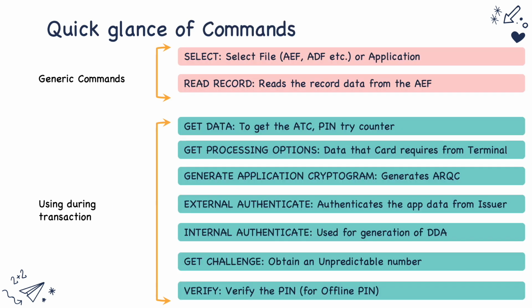Now let's look at the commands that are used in an EMV transaction flow. I have split the commands into three categories. The first one is generic commands, which are used to select a particular application and read the data. That's the select and the read record command. The second one is the commands that get used during a transaction: get data, get processing options, generate application cryptogram, external and internal authenticate, get challenge, and verify PIN. All these commands get used during a particular transaction. When we look into the EMV transaction flow, I have mentioned the commands that get used, so we will be able to relate the purpose of each command.